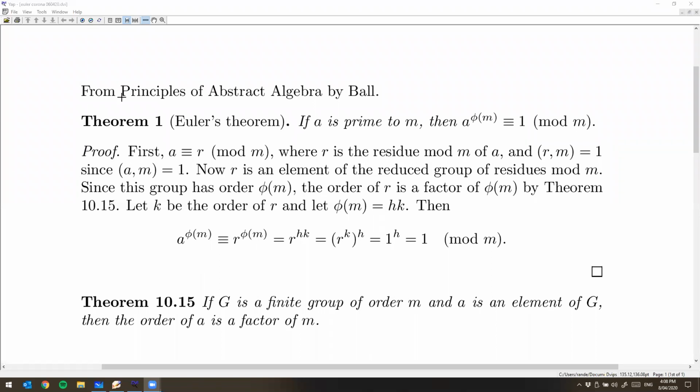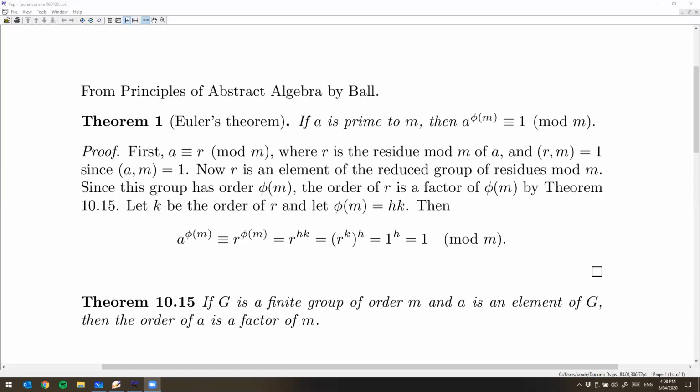So we're stepping through Euler's theorem, sentence by sentence. And in the last one, I just had a little tangent off where we used Maple to explore how Euler's theorem actually works when you put in real numbers. Anyway, we're up to now the sentence that says, since this group has order phi m, the order of R is a factor of phi m by theorem 10.15.